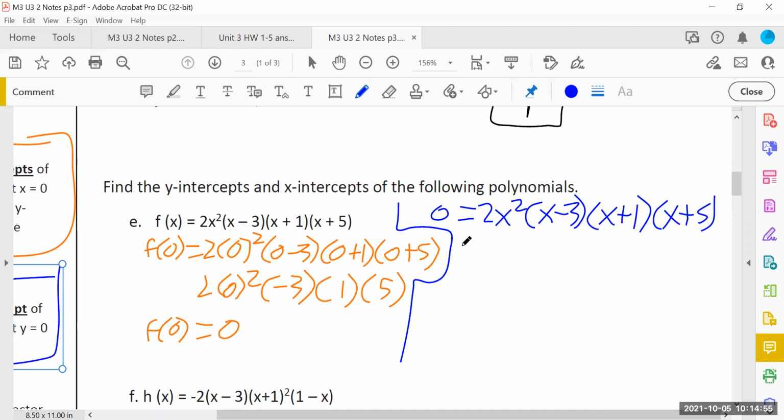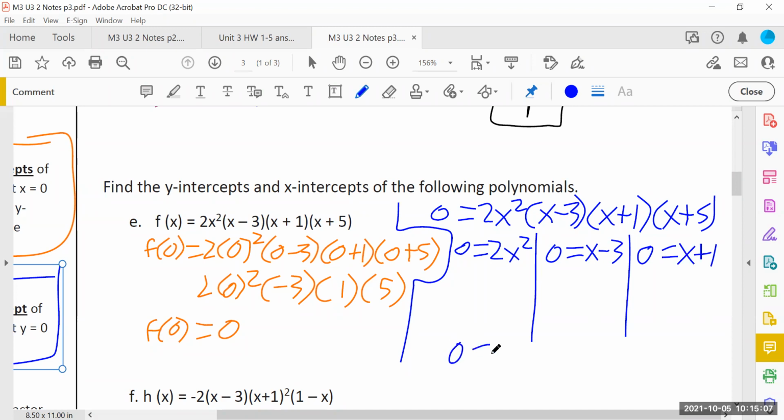So I'm going to have 0 equals 2x squared. 0 equals x minus 3. 0 equals x plus 1. And 0 equals x plus 5. Each factor equal to 0. And then solve each of them. So this one, divide by 2. 0 divided by 2 is 0. Square root, get 0. X equals 0. There's one of my factors.